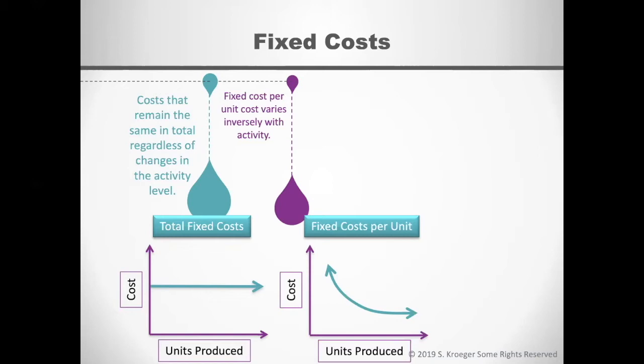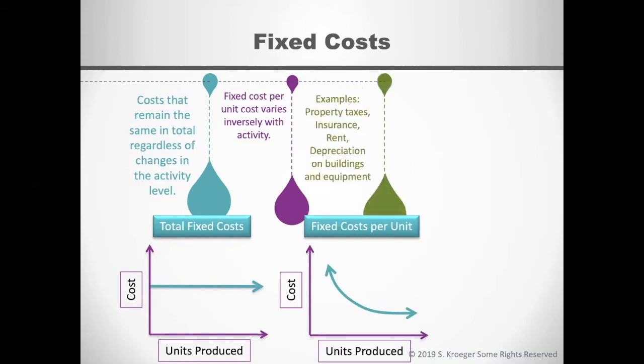These are fixed costs. Some examples of fixed costs that businesses have could be property taxes, insurance, rent, depreciation on buildings and equipment. These expenses that a business has would stay the same regardless if they had a lot of activity in the business or none at all. Regardless if it was a slow month or a busy month, this would stay the same.